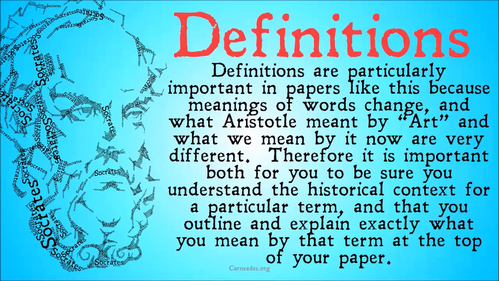Definitions are particularly important in papers like this because meanings of words change. I seem to be using Aristotle as an example here a lot: what Aristotle meant by art and what we mean by it now are very different things. And so when Aristotle says nature imitates art, he doesn't exactly mean what we mean today. Therefore, it's important for you to understand what's going on in the historical text, but also to make sure you provide that context for whoever is reading or interpreting your paper. Because if a standard modern academic wouldn't have a sense of what the ancient Greeks meant by techne or eudaimonia, then you need to provide them that context if it's central to what you're talking about in your paper. So definitions are particularly important for anything that's dealing with philosophy coming out of antiquity.